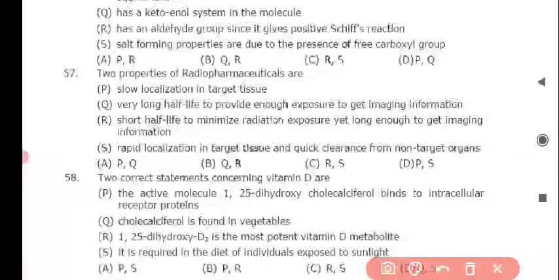Next question is, two pharmaceuticals are P. Slow localization in target tissue. Q. Very long half-life to provide enough exposure to get imaging information. R. Short half-life to minimize radiation exposure yet long enough to get imaging information. S. Rapid localization in target tissue and quick clearance from non-target organs. And the correct answer for this question is option A, P and Q.